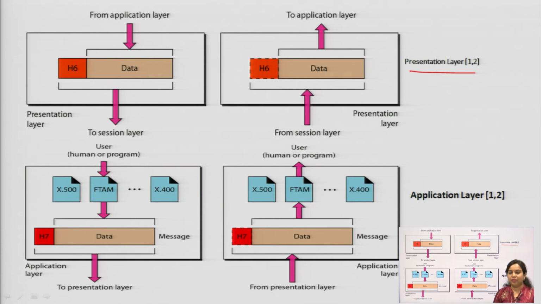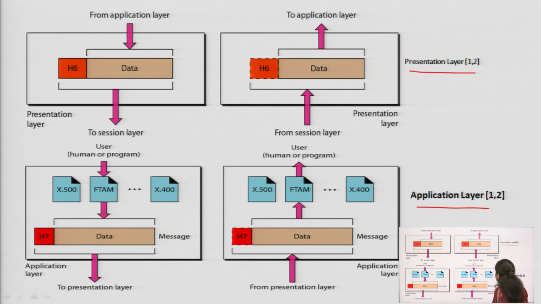So, till now you have seen that at every layer a header is added, and the header plus the data of the previous layer act as the data for the next layer, where another header is added. I am going to provide you the diagram of that particular situation.